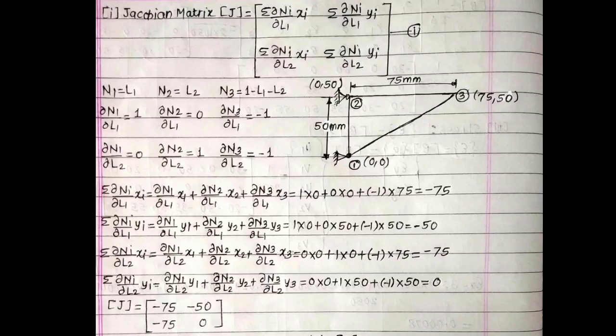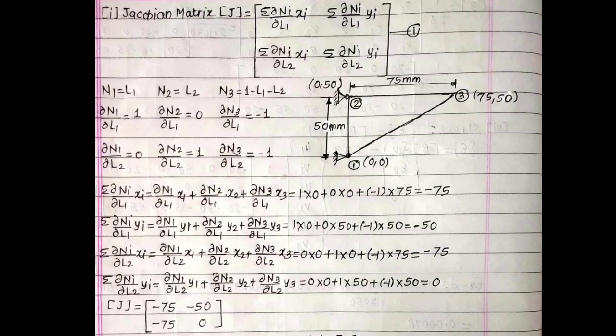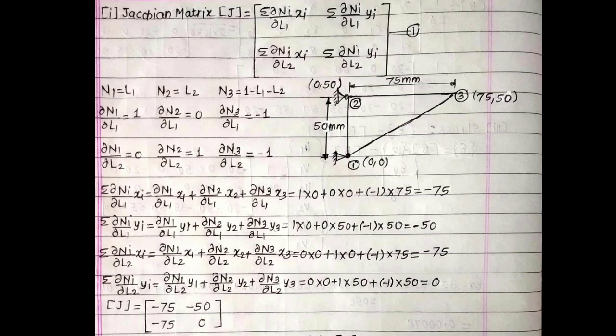The Jacobian matrix J is given by, in the matrix, summation of dou Ni by dou L1 into xi, summation of dou Ni by dou L1 into yi, summation of dou Ni by dou L2 into xi, summation of dou Ni by dou L2 into yi. So I will call this equation number 1.